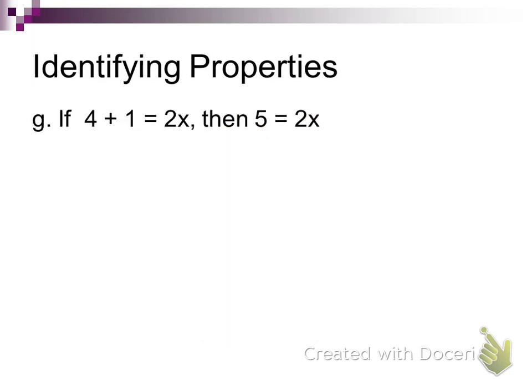All right, so part G, if 4 plus 1 equals 2x, instead of writing 4 plus 1, we substituted in the equivalent value of 5, and that is the substitution property.